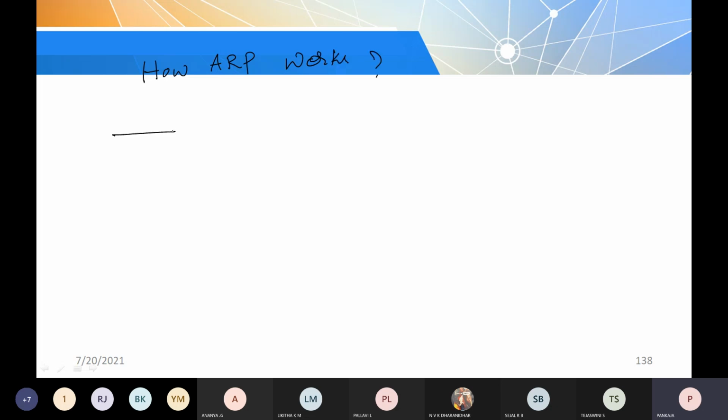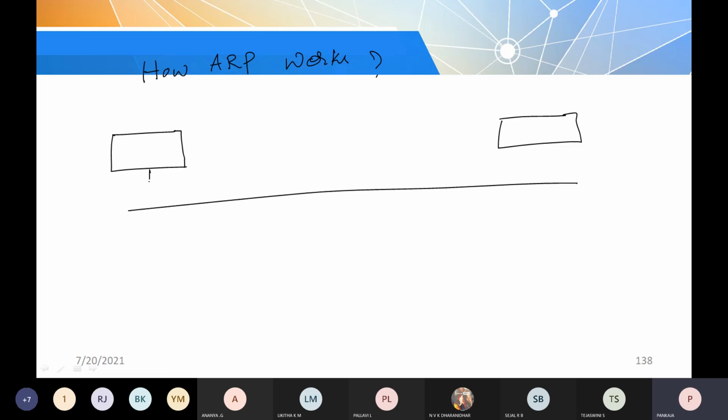For that I need to consider a device. Here I am taking my own example. Later I will give one example that is there in the textbook, which I want you to go through. Here I am taking a simple example where you can see a set of devices connected in the network. Let me give names to the devices. This is A, this is B, this is C, and this is D.